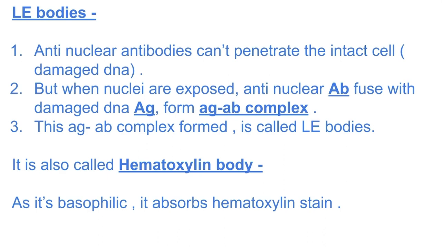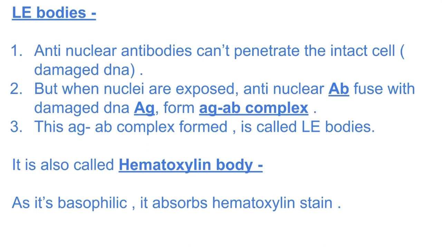But when the nuclei are exposed, these anti-nuclear antibodies fuse with the damaged DNA antigens. When the antibodies and the antigens fuse, it forms an antigen-antibody complex. This antigen-antibody complex which is formed is the LE body. So what is an LE body? It is a fusion of anti-nuclear antibody and the damaged cell nuclear antigen, right? The fusion of both creates an LE body.